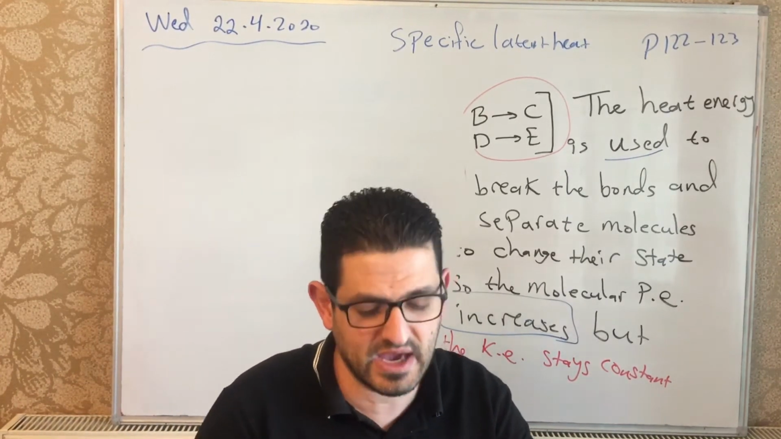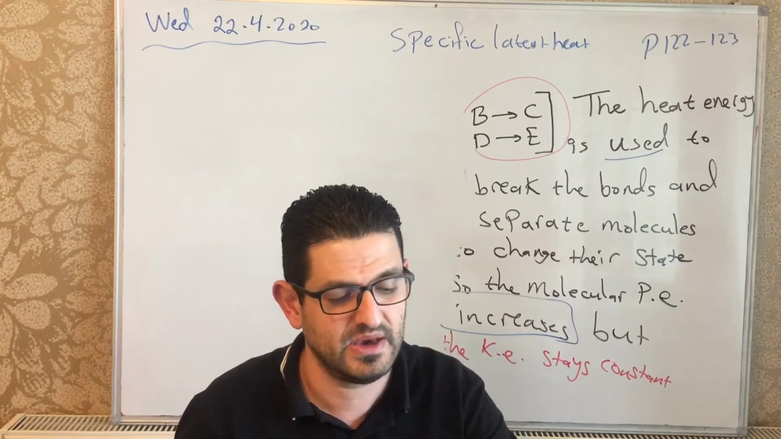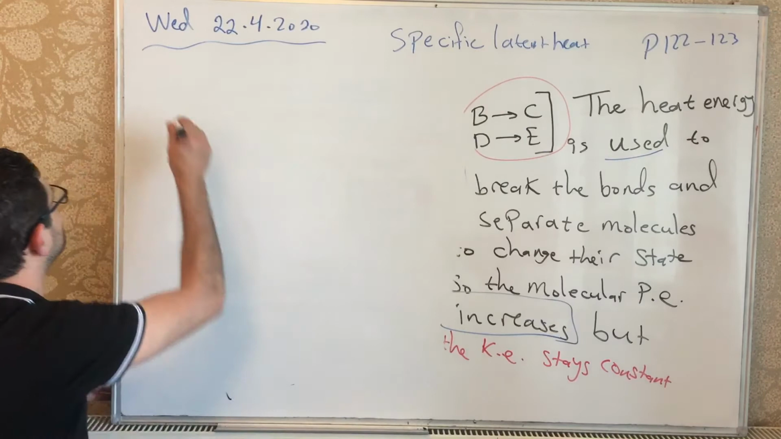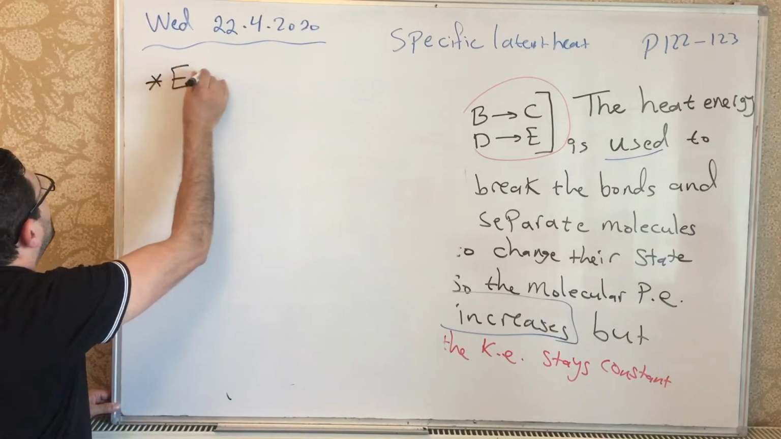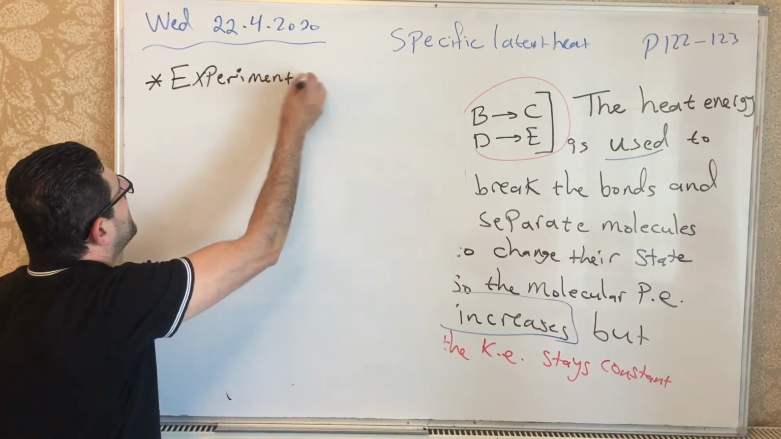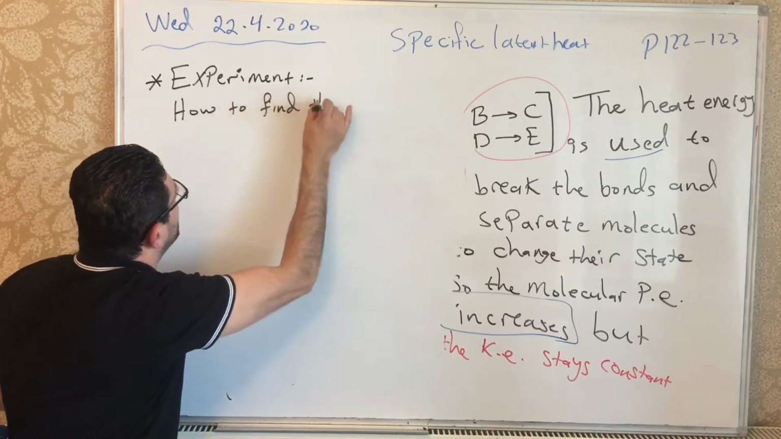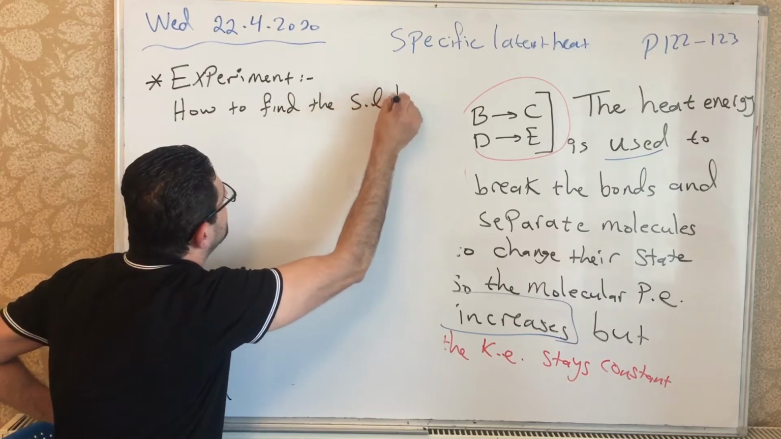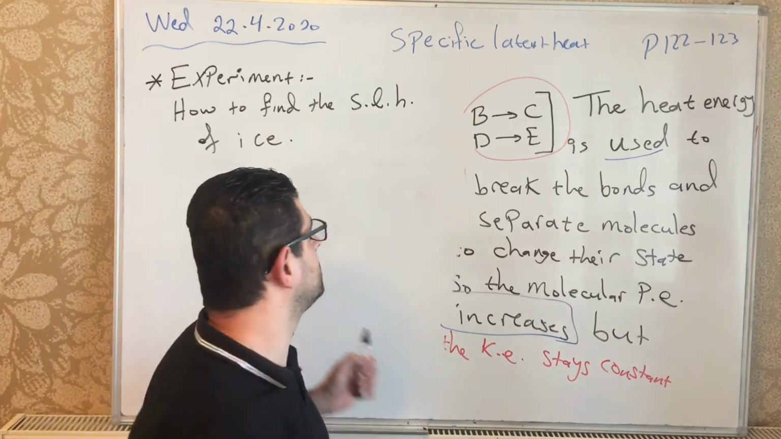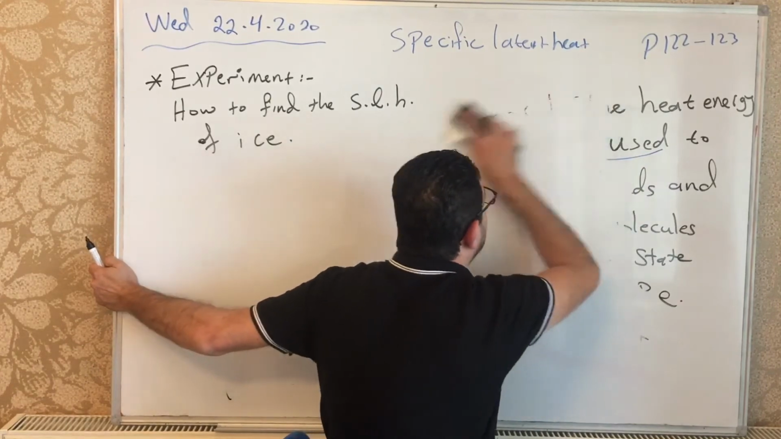Okay, the last thing I want to cover is the experiment. How do we find the specific latent heat of fusion of ice? So let's write here: experiment. How to find the specific latent heat of ice. So you want to know the specific latent heat of ice.